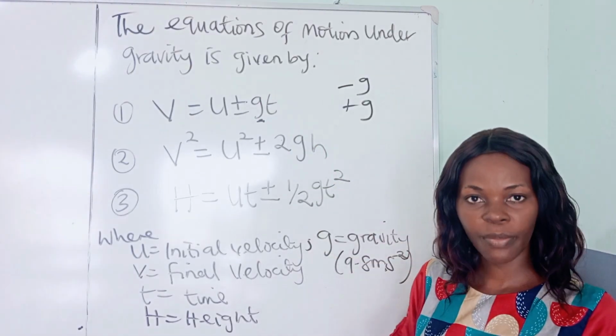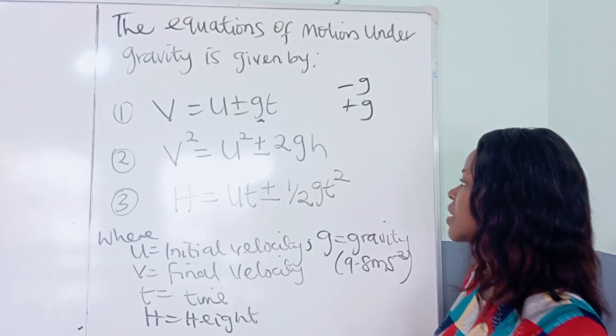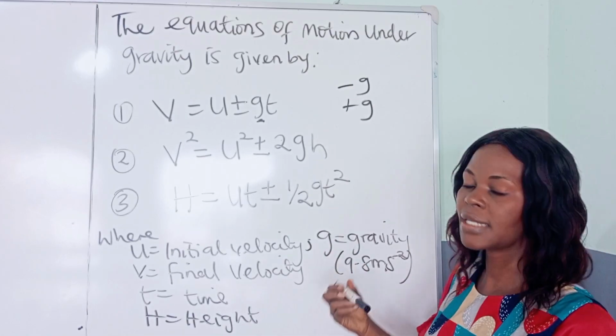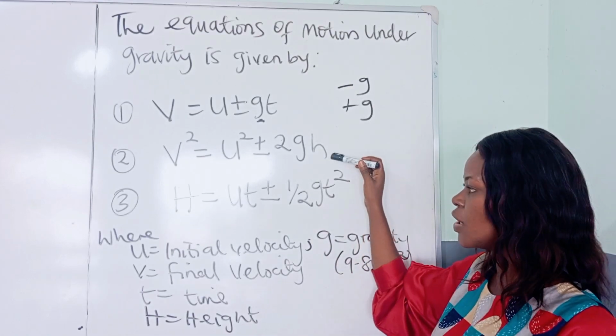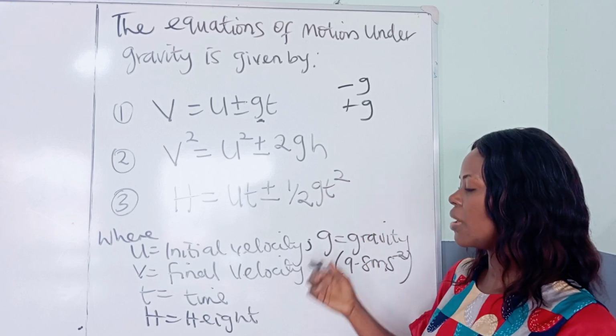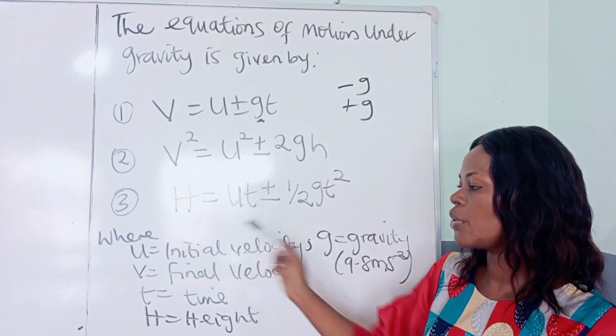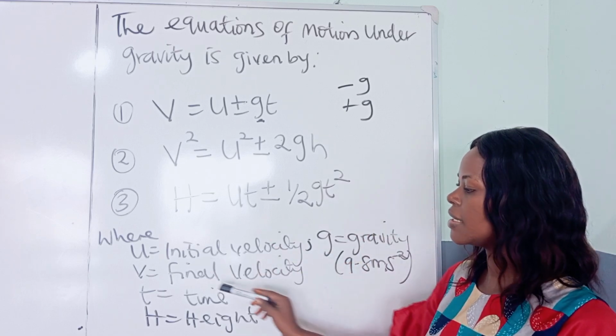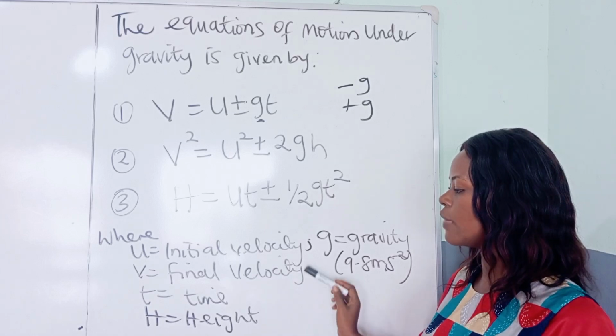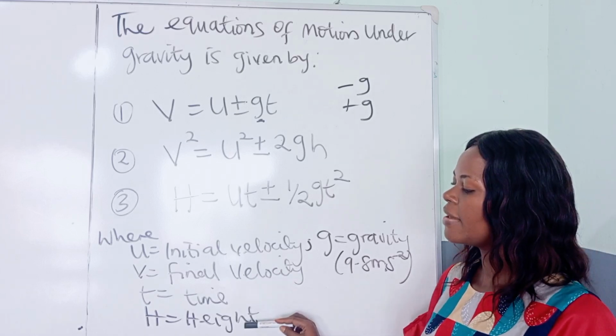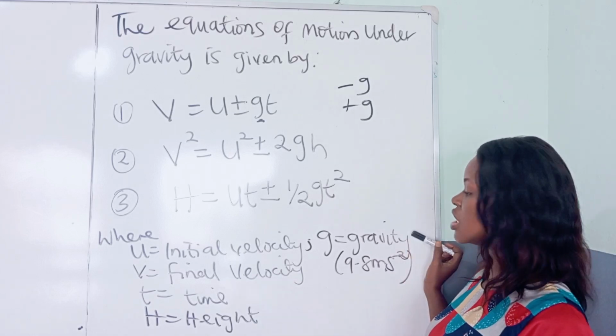So depending on the one you want to use to solve your problem, you also recognize the plus and what? The minus. Then, we should also know that we have replaced our distance with height. Okay? So, what are the initials? Where U equals initial velocity, V equals final velocity, T is time, H is height, then G is what?